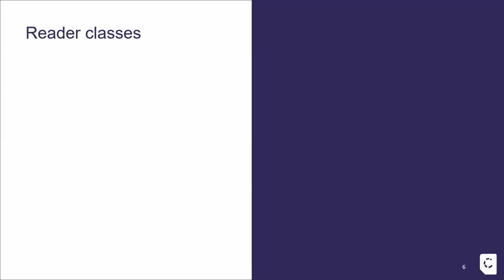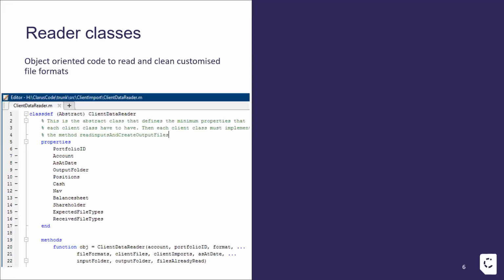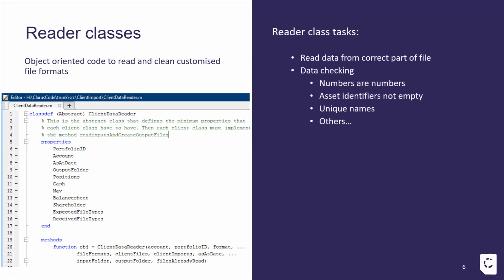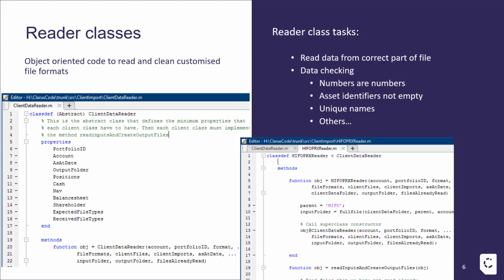The reader classes use MATLAB object-oriented code, which allows us to have a good architecture that simplifies the code using abstract classes and inheritance. The reader classes will know what part of files need to be read and how for each specific client, and will do the data checking and cleaning. I have added some screenshots of the abstract class and how we use inheritance as well.